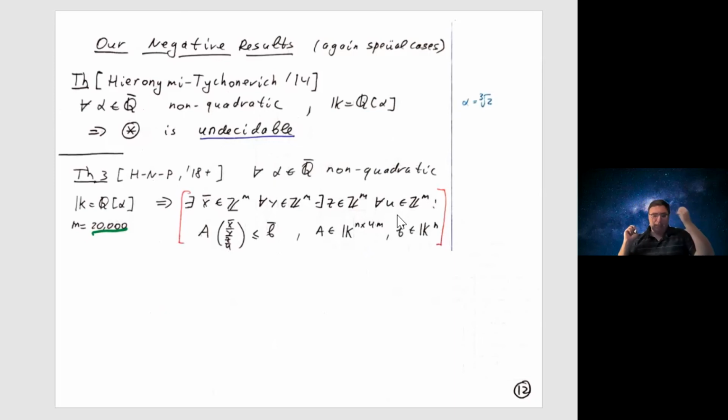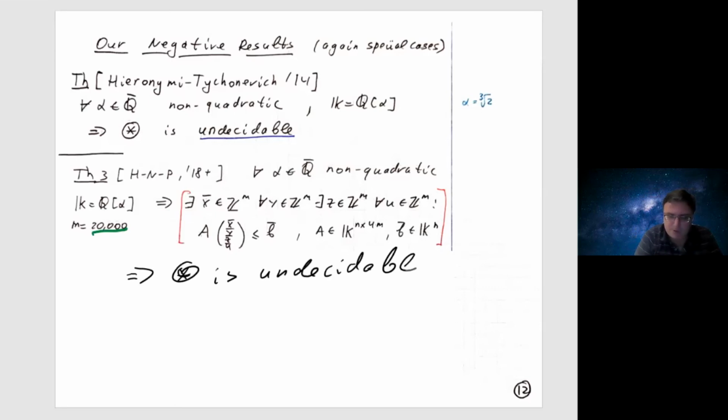So what we're saying is that, wait, somehow I didn't write the conclusion. Then it is undecidable. Sorry. So the conclusion is the same, but now what we're saying is that only 4 quantifiers are enough for the whole problem. And in fact, the total dimension of the space where everything is going to be undecidable is finite. So everything is essentially sitting in 4 times 20,000.